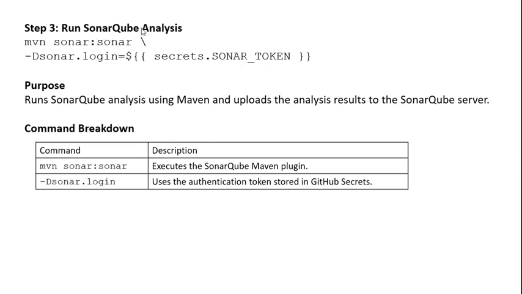Step 3 is run the SonarQube analysis: mvn sonar:sonar \ -Dsonar.login=${{ secrets.SONAR_TOKEN }}. The purpose is to run the SonarQube analysis using Maven and upload the analysis result to the SonarQube server. Command breakdown: mvn sonar:sonar executes the SonarQube Maven plugin, and -Dsonar.login uses the authentication token stored in a GitHub secret.